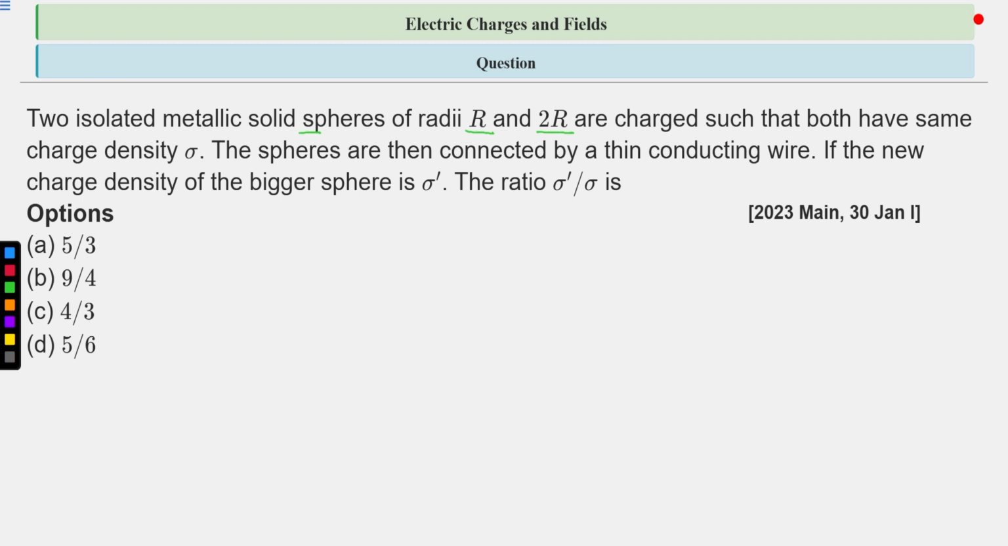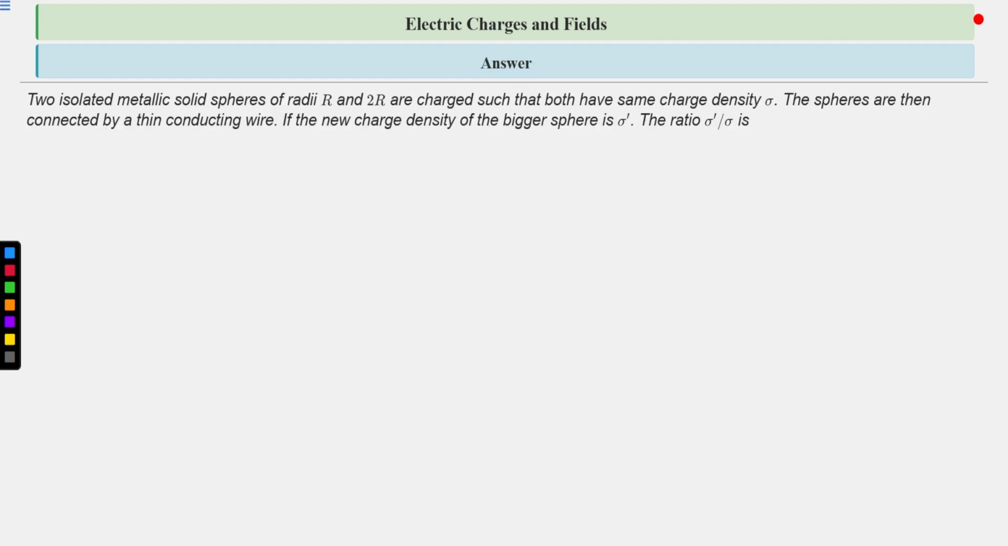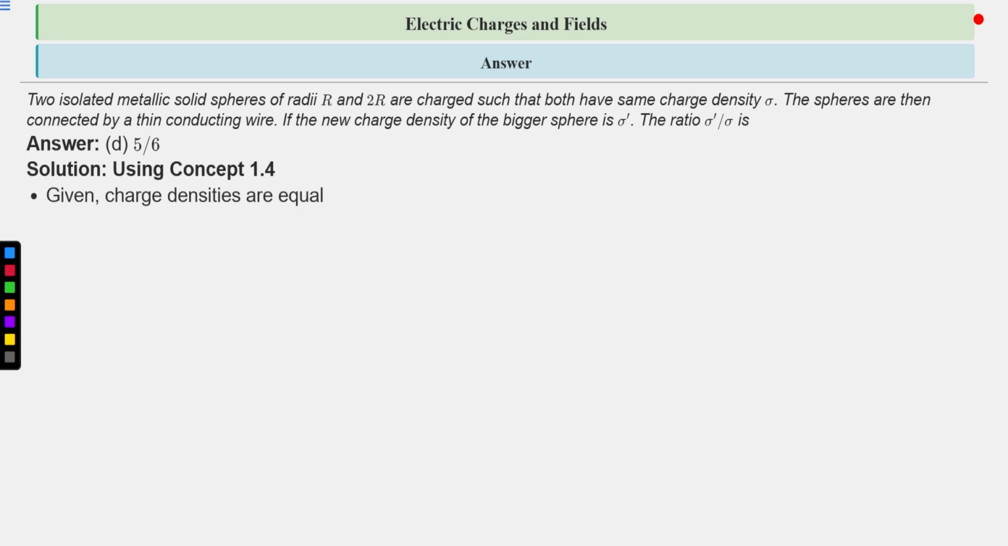So I will give you some time to review the question. So the answer is the fourth option, which is 5 by 6. So let's come to the solution. Using concept 1.4, given charge densities are equal. We are given that the charge densities of both the spheres are equal.